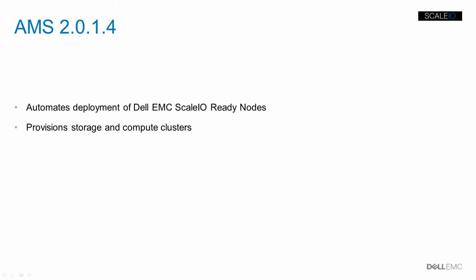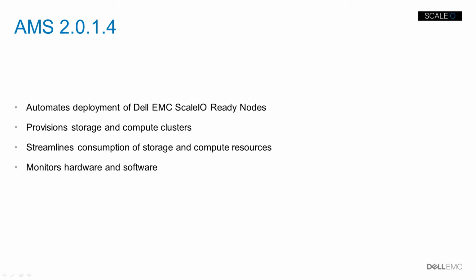Let's wrap up by reviewing the key features of ScaleIO AMS 2014. AMS automates deployment of Dell EMC ScaleIO ready nodes. These nodes are factory configured for ease of installation and are accompanied by documented procedures and support. AMS provisions storage and compute clusters by automating ScaleIO setup and compute host configuration. AMS streamlines consumption of storage and compute resources by providing workflows for ESX data store creation and virtual machine creation.